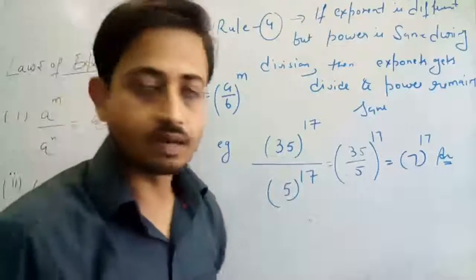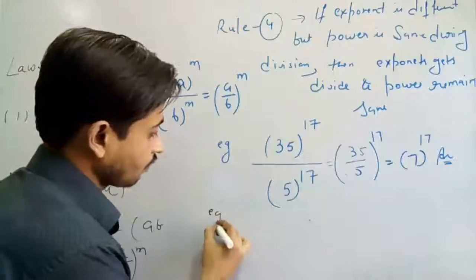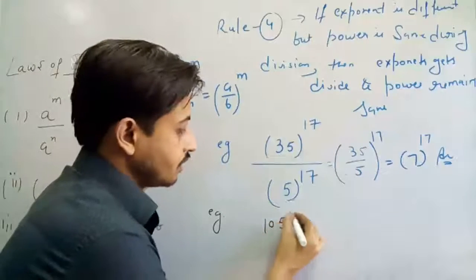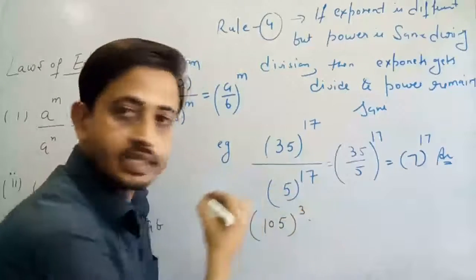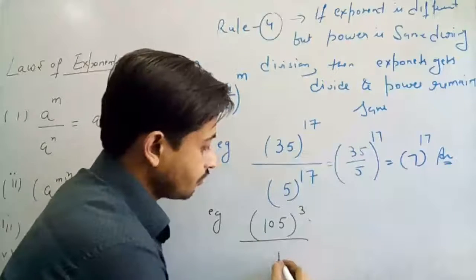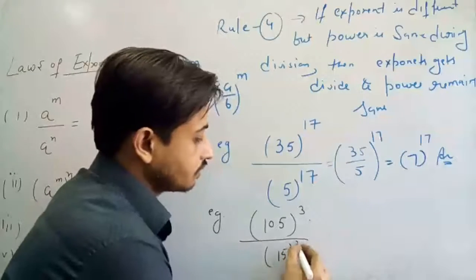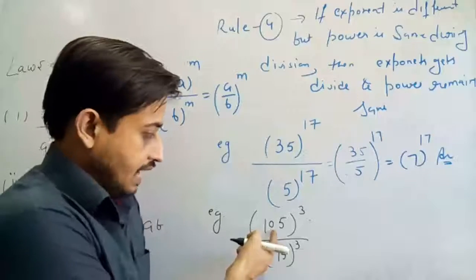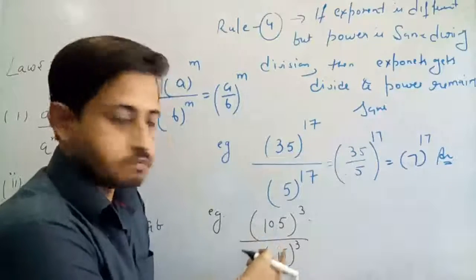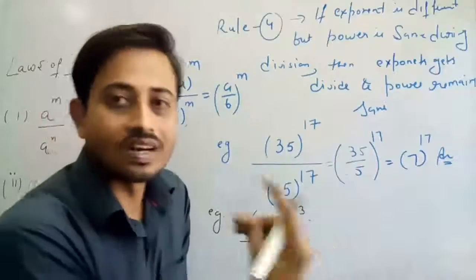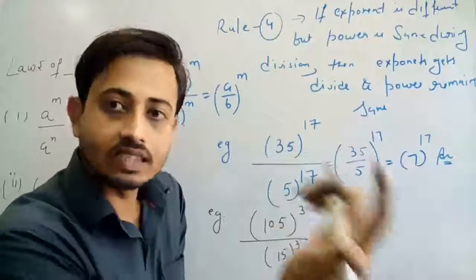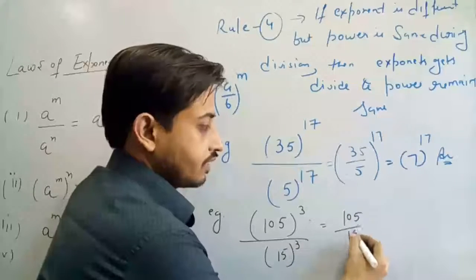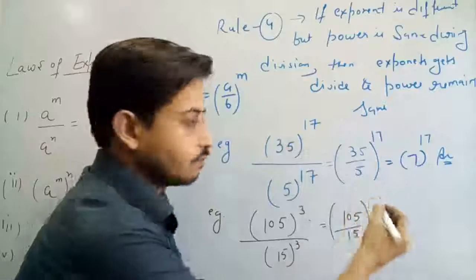Now I am taking another example: 105 raised to the power 3 divided by 15 raised to the power 3, and you have to simplify. It's very simple. Look, the exponent is different but the power is same. So what's the rule? Exponents get divided. So the answer is 105 divided by 15 and the power remains same.